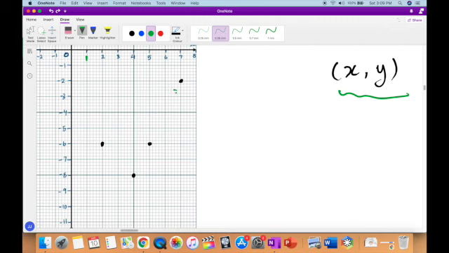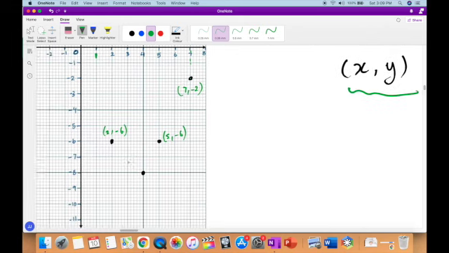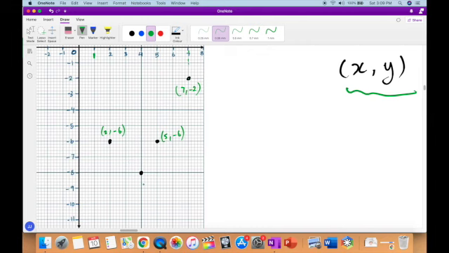So (7, -2). I write the x value first, which is 7, and the y value, which is -2. Over here I have (5, -6), and this happens to be on the same level. This is (2, -6). And well, of course, this one at the bottom here is 4 on the x and -8 on the y.